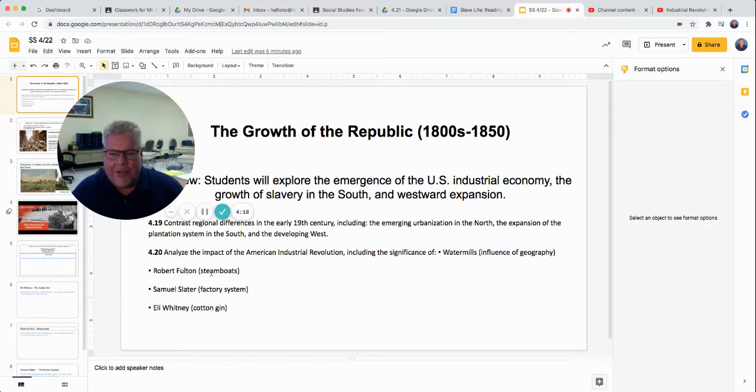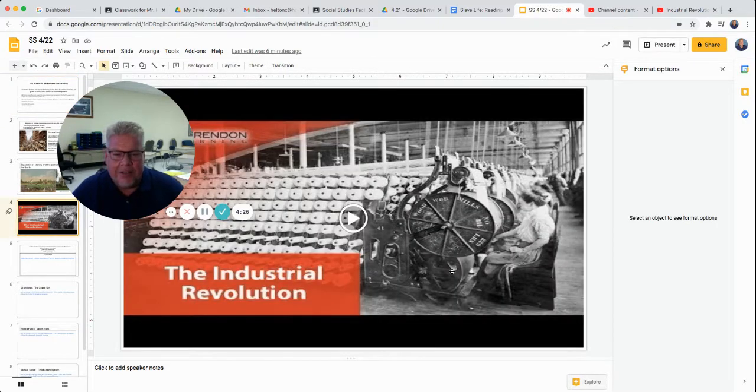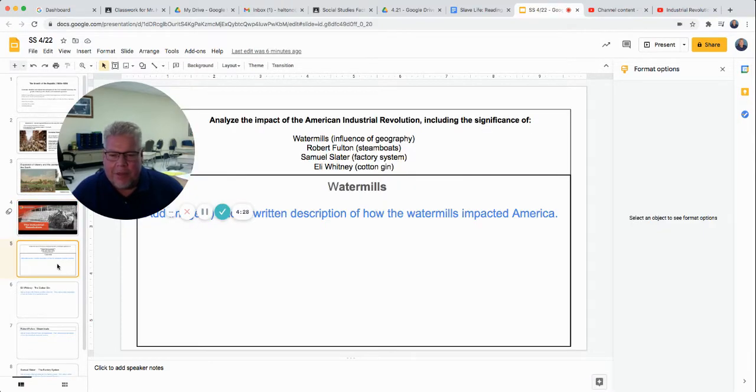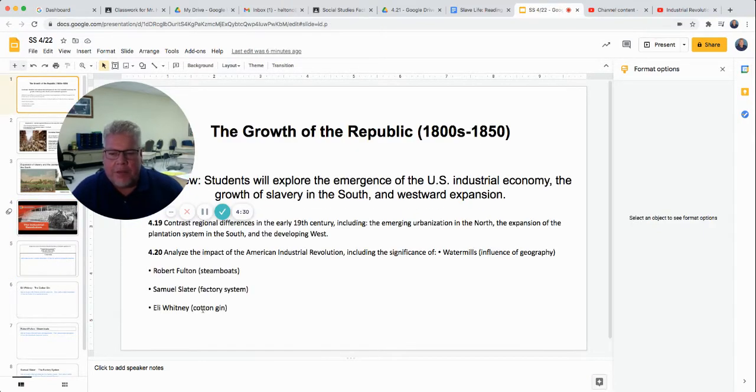Robert Fulton, he created the steamboats. Samuel Slater had the factory system, those textile mills like the one in the picture here. He had the first one of those. And then Eli Whitney, the cotton gin. Remember, it picked the seeds out of the cotton so that the slaves could produce more cotton, which caused bigger plantations and need for more slaves. Didn't help the slaves out at all, did it? Well, these four things is what you're going to look at for me today.